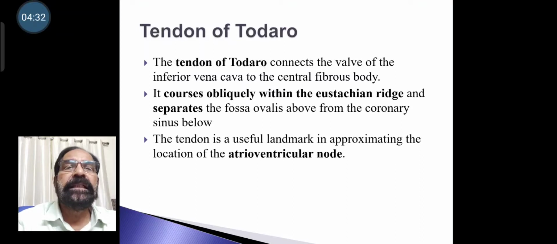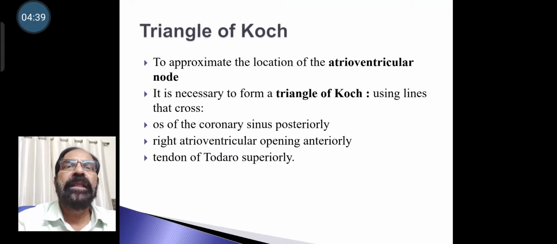The tendon is a useful landmark in approximating the location of atrioventricular or AV node. Triangle of Koch. To approximate the location of atrioventricular node or AV node, it is necessary to form a triangle of Koch using lines that cross the os of coronary sinus posteriorly, right atrioventricular opening anteriorly and tendon of Todaro superiorly. So these form the triangle of Koch.